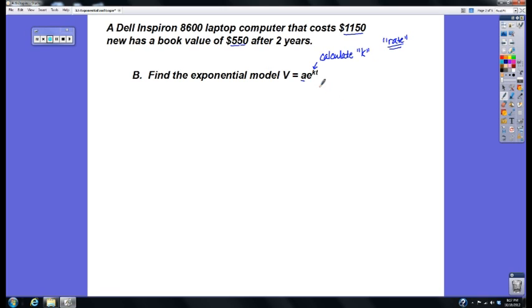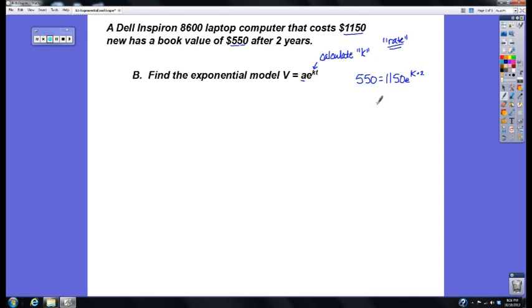We have an ending value of $550. We have a starting value of $1,150. e is always e. We don't know what k is because that's what we're trying to solve for. And we know that out of these two values, the time frame was 2 years. So I can plug in a 2 right there.